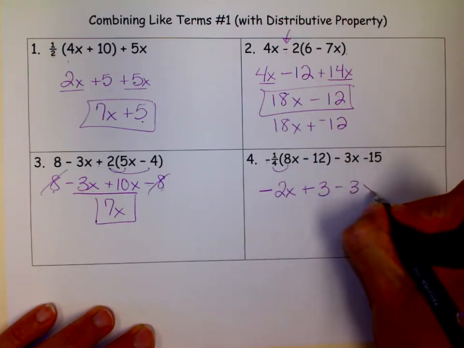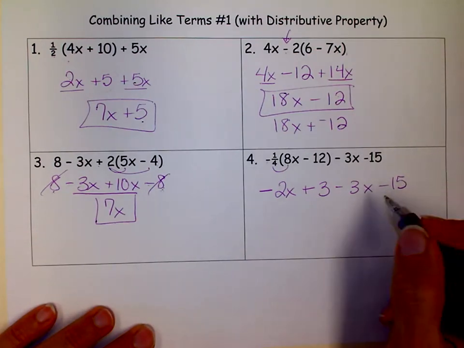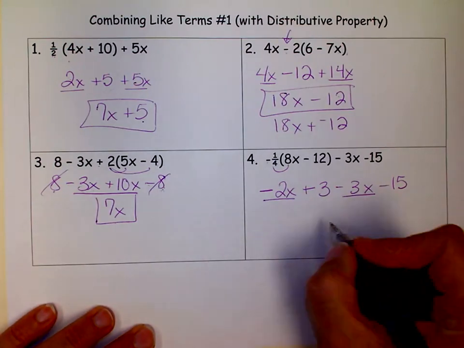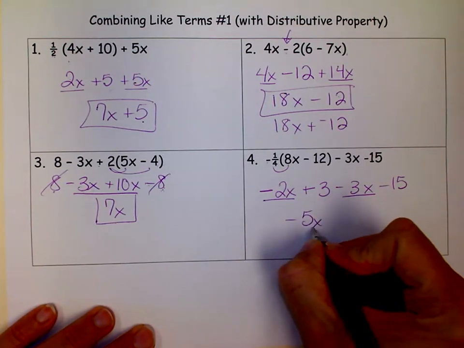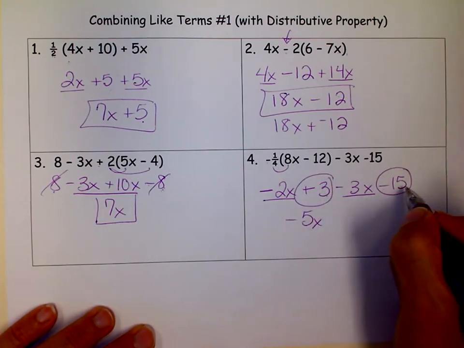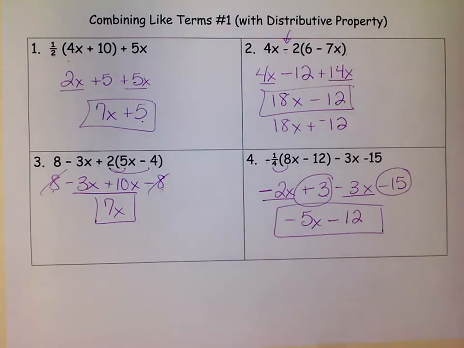Then I'm just going to carry the other stuff down and see what I have to combine. There's a -2x and a -3x. That gets me a -5x. And a positive 3 and a -15. 3 minus 15 is a -12. So that's my simplified version there.